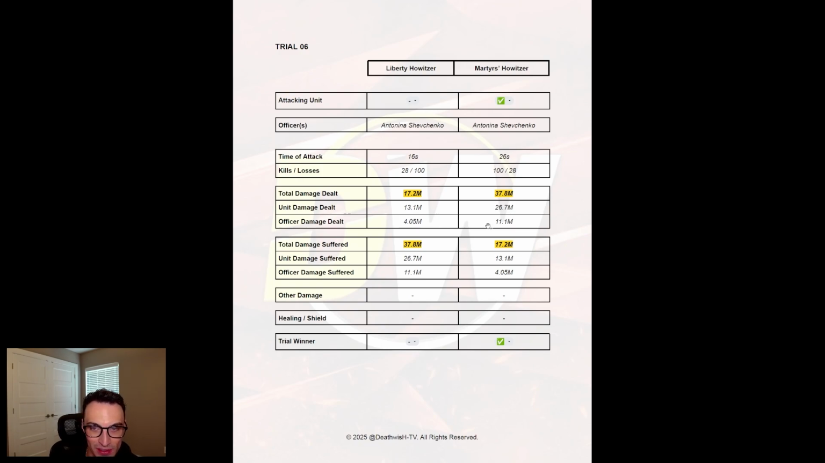You guys can see the gap here, in terms of pretty much everything being doubled at this point. So you can see the Martyr Howitzer is certainly performing very, very well.